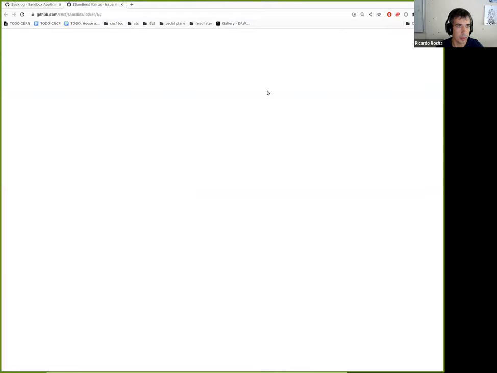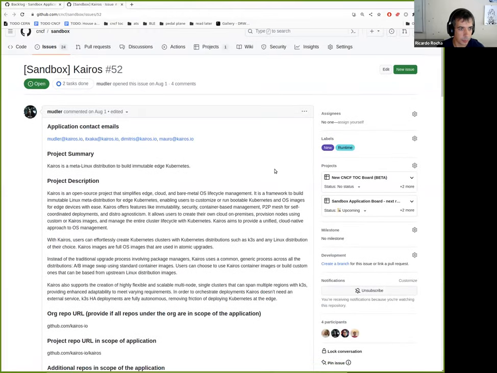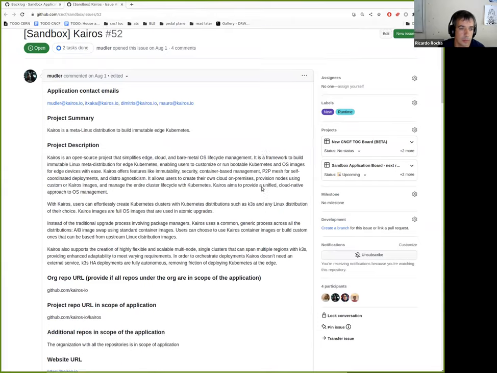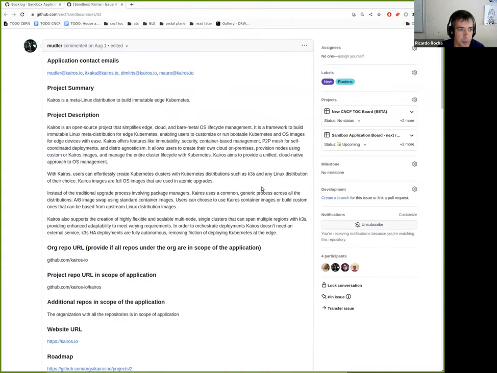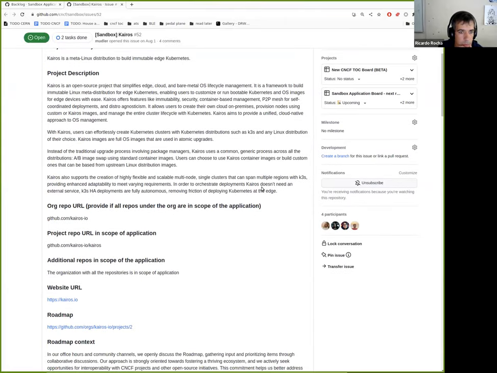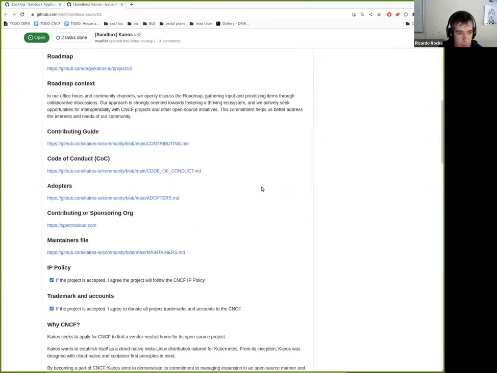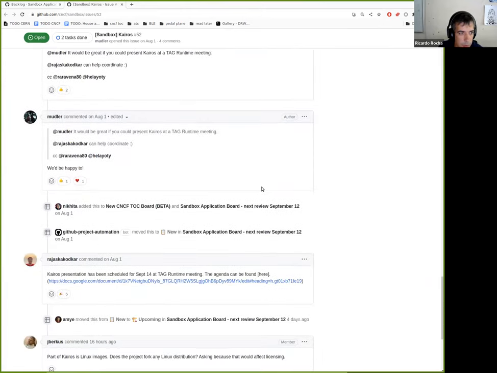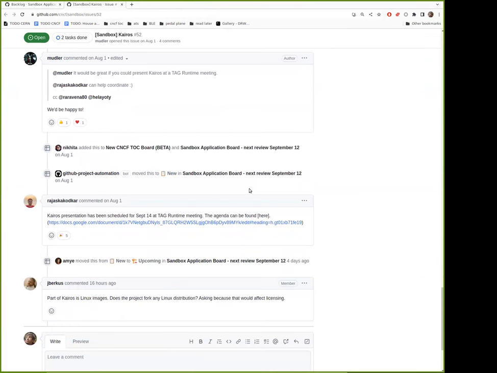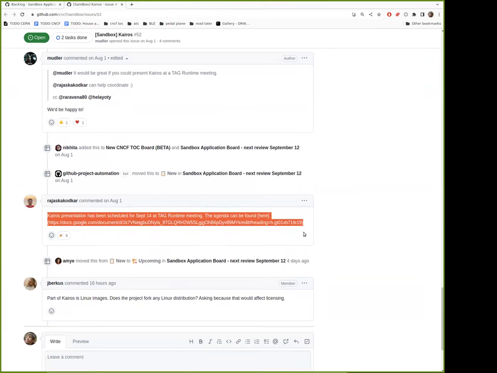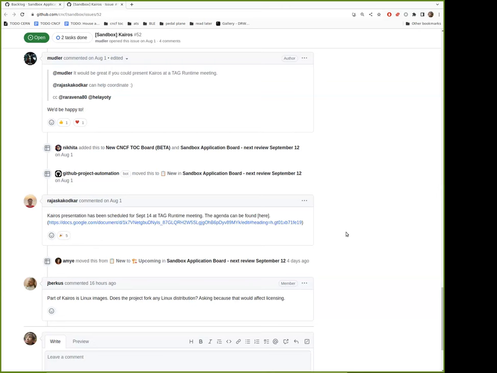And the last one we have is Kairos. So this is a meta Linux distribution to build immutable edge Kubernetes. And from my quick check with the project, this seems to be relying on BuildKit to build those images for these different environments. Yeah, we have a presentation on Thursday in TAG runtime. So we haven't presented yet.